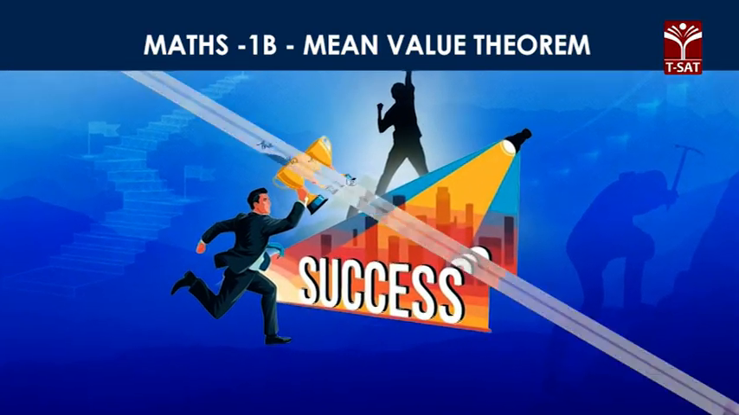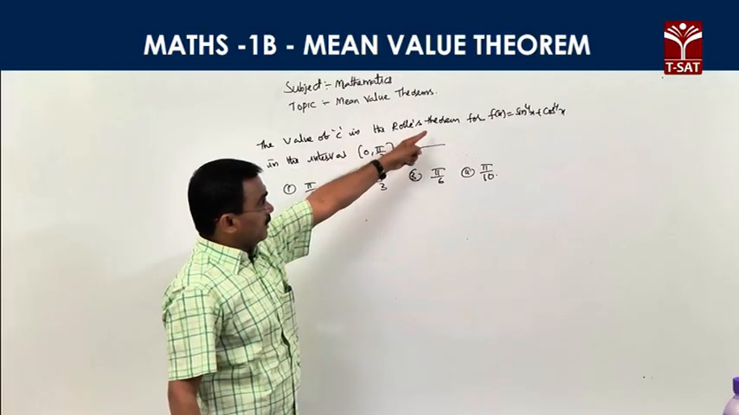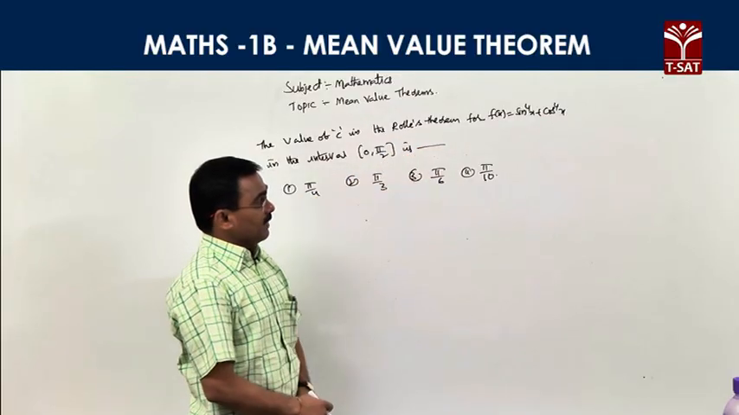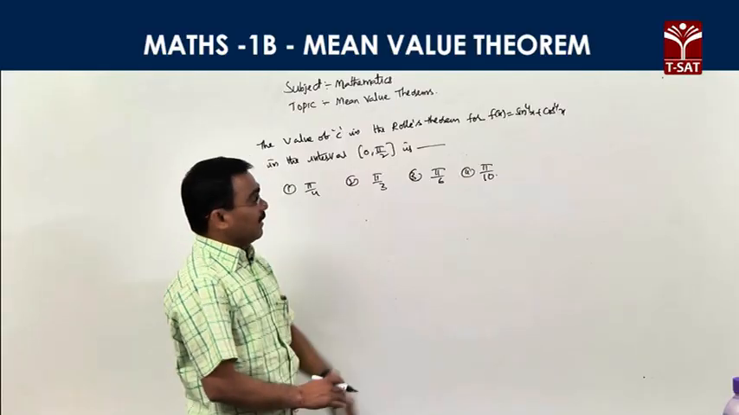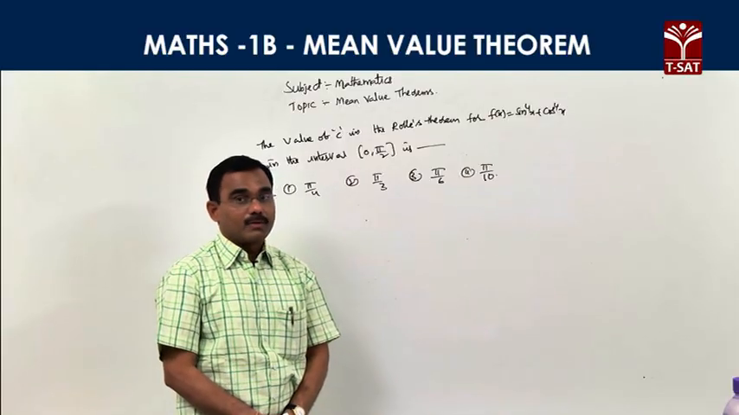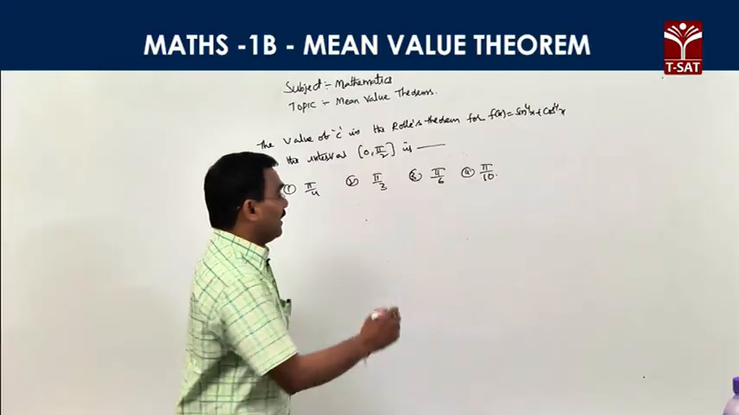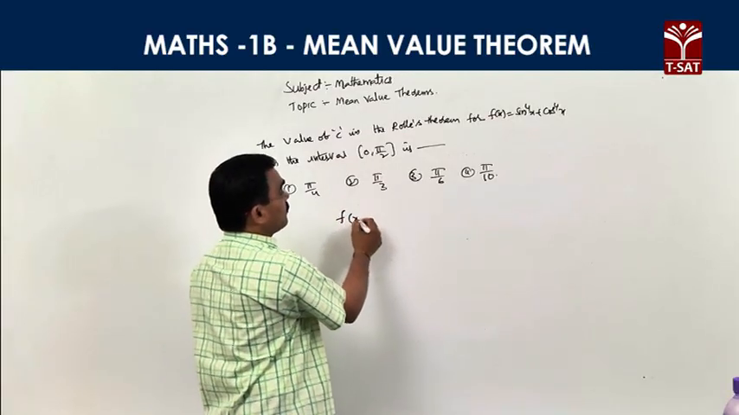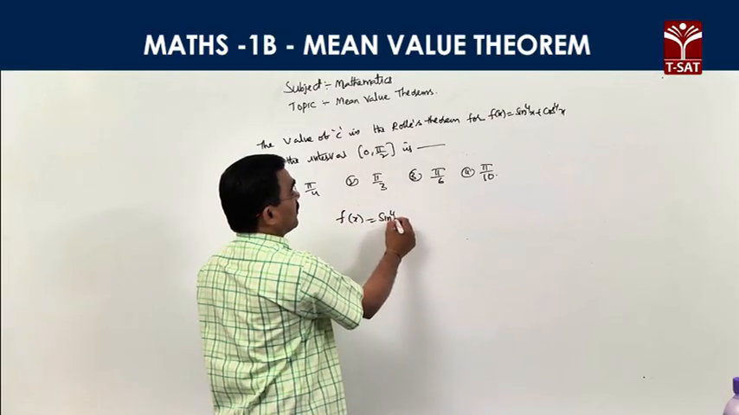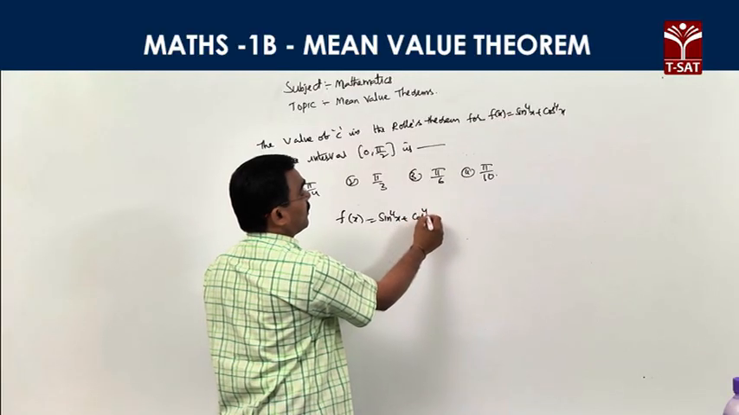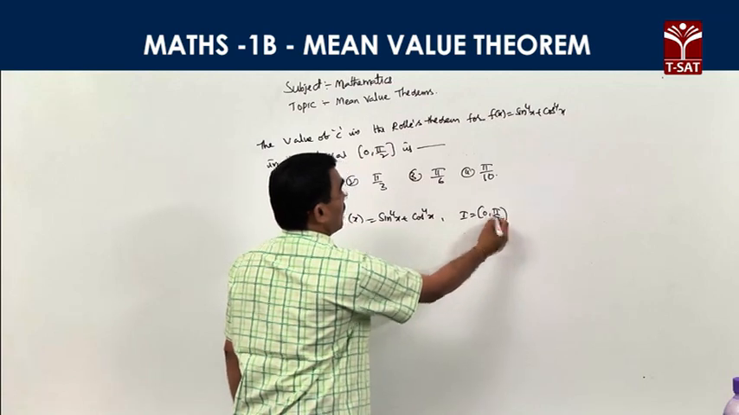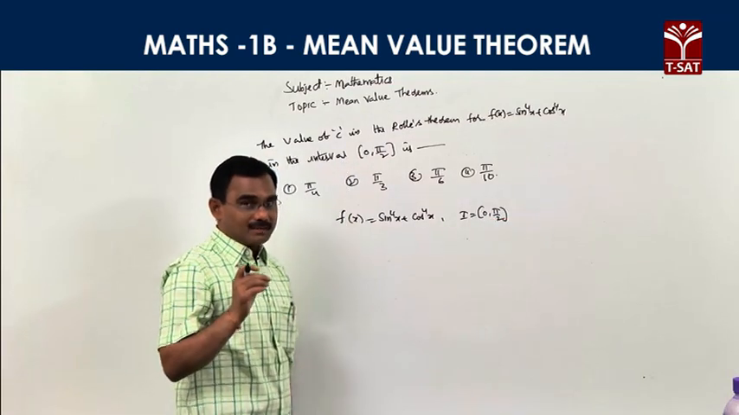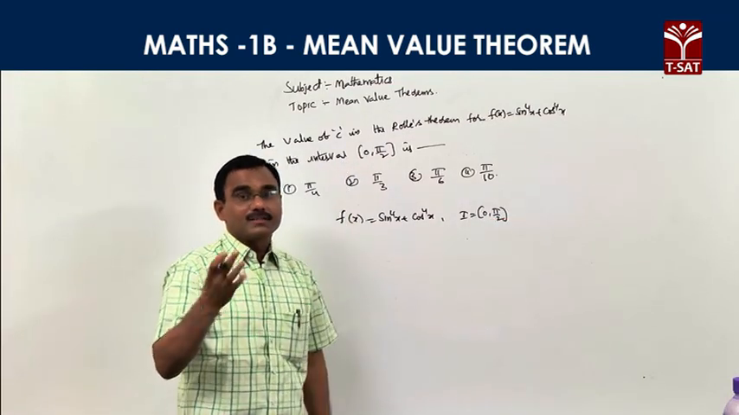Next problem. The value of c in Rolle's theorem for the function f of x is equal to sin power 4x plus cos power 4x in the interval closed 0 comma pi by 2 is dash. The given function f of x is sin power 4x plus cos power 4x, and the interval I is closed 0 comma pi by 2. In the given problem, what is being asked? Apply Rolle's theorem. What is the c value?